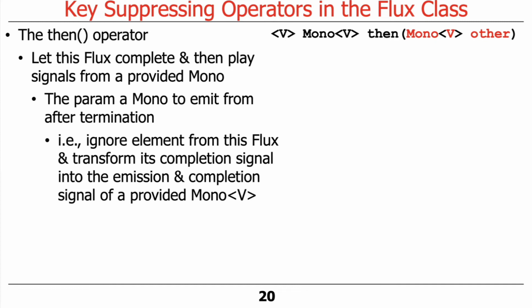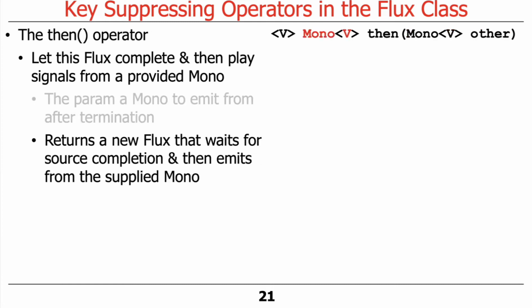Basically what happens is any values that normally would have been emitted by this flux, the flux that's calling then, are ignored. Any element is ignored. And the completion signal is transformed into an emission of the other mono that's passed in. That's a little weird if you first think about it. It's like, what the heck would we ever do with something like that? Well, I'll show you an example in a second. It returns a new flux that waits for the source completion and then emits from the supplied mono.